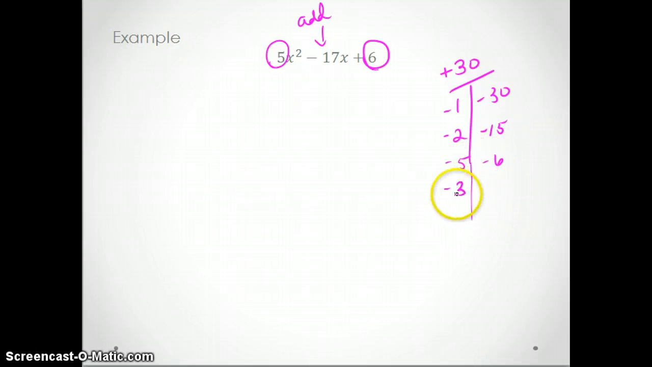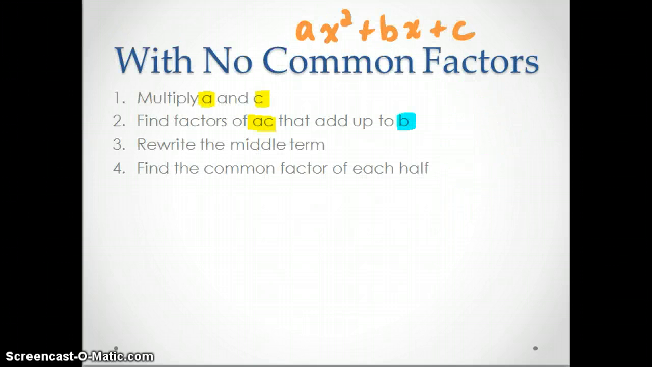I think I forgot negative 3 and negative 10. Okay, so if we go through those, the ones that add up to negative 17 here are negative 2 and negative 15. So next, let's look back at our steps. We've multiplied a and c, we've found factors of a, c that add up to b, so now we're going to rewrite our middle term.